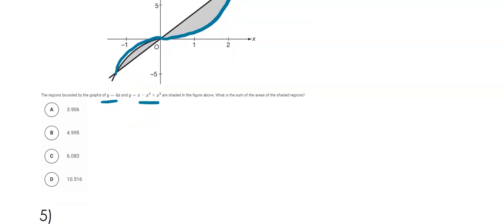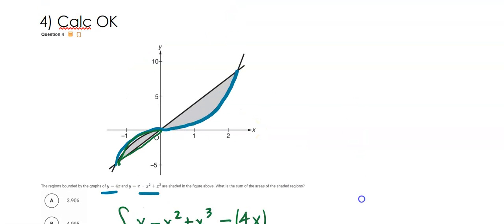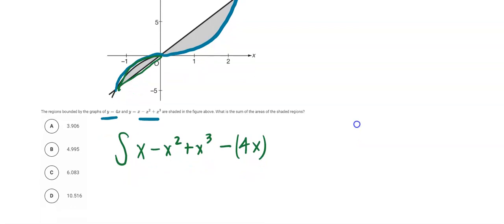So let's just start with this shaded area over here first. The cubic is on top, which means you'll take your top function and you'll subtract your lower function. Now, I like putting my lower in parentheses just in case I have to distribute a negative. It's asking us to find the area, which of course means we need a definite integral here.